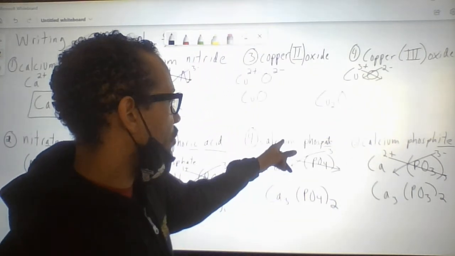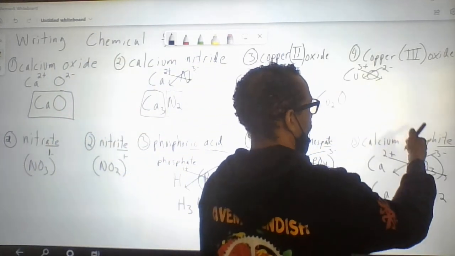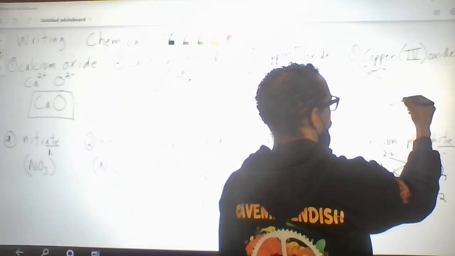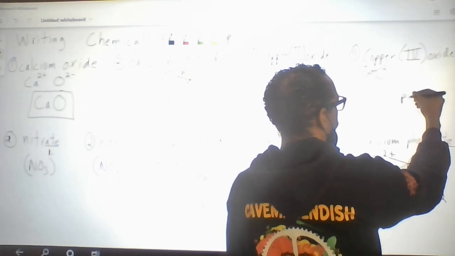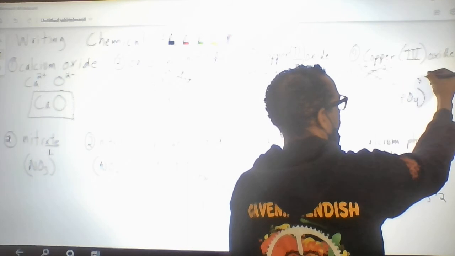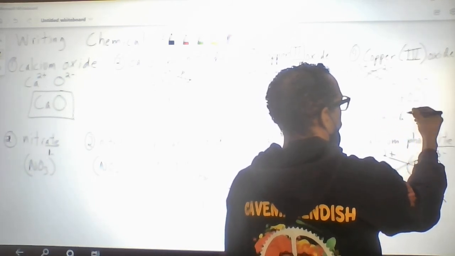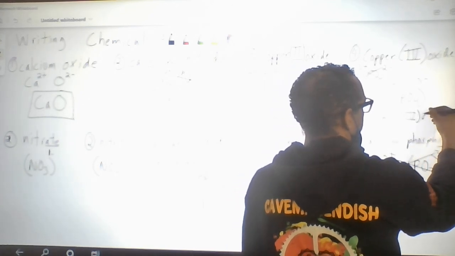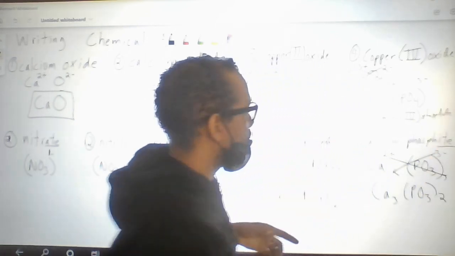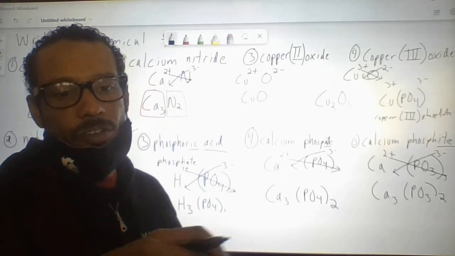You could also have a transition metal. So if we had something like copper 3 phosphate, that would be Cu, and then PO4. Then when I look at the charges, this is 3 plus, 3 minus. That would be copper 3 phosphate. All right, and so that's how we write the chemical formulas. Next, we'll be looking at covalent molecules.